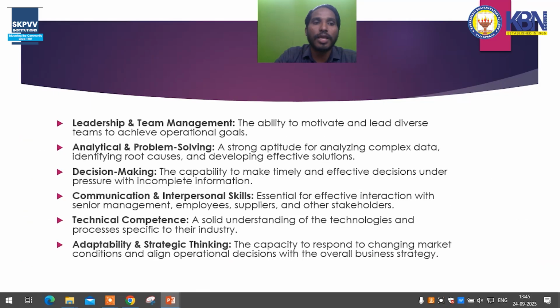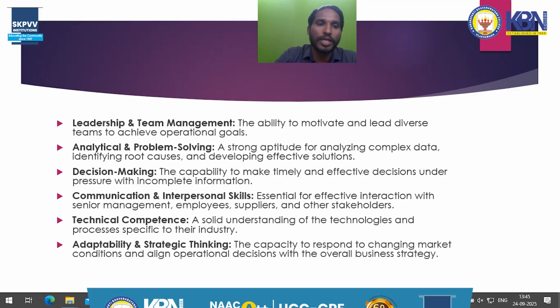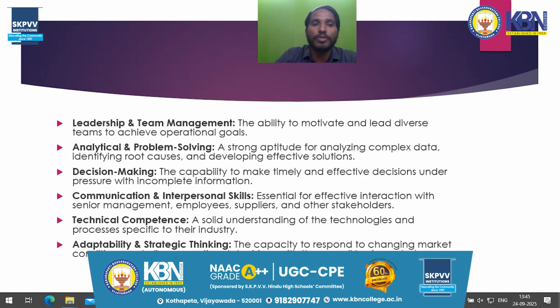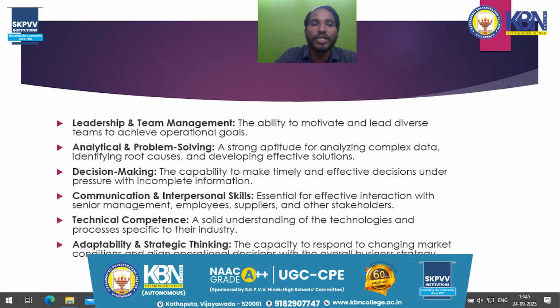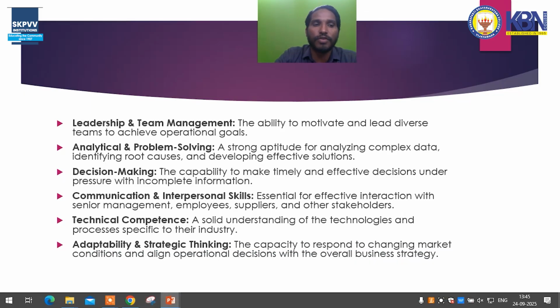data-driven decisions. And coming to leadership and team management, the ability to motivate and lead diverse teams to achieve operational goals. And analytics and problem solving, a strong aptitude for analyzing complex data, identifying root causes, and developing effective solutions for the production of our products. And decision making, the capability to make timely and effective decisions under pressure with incomplete information. Communication and interpersonal skills are essential for effective interaction with senior management, employees, suppliers, and other stakeholders.